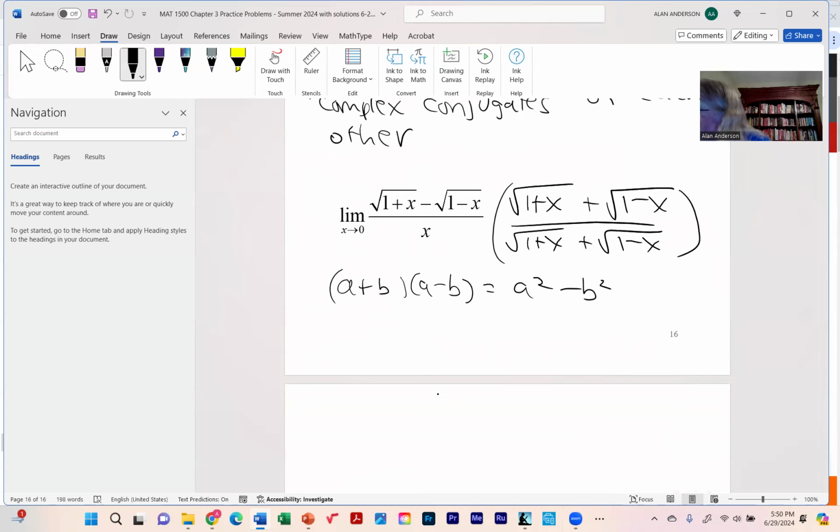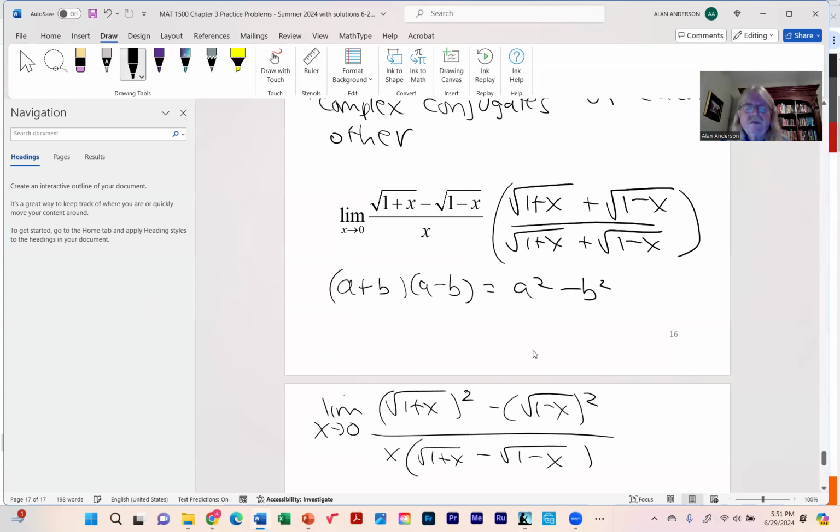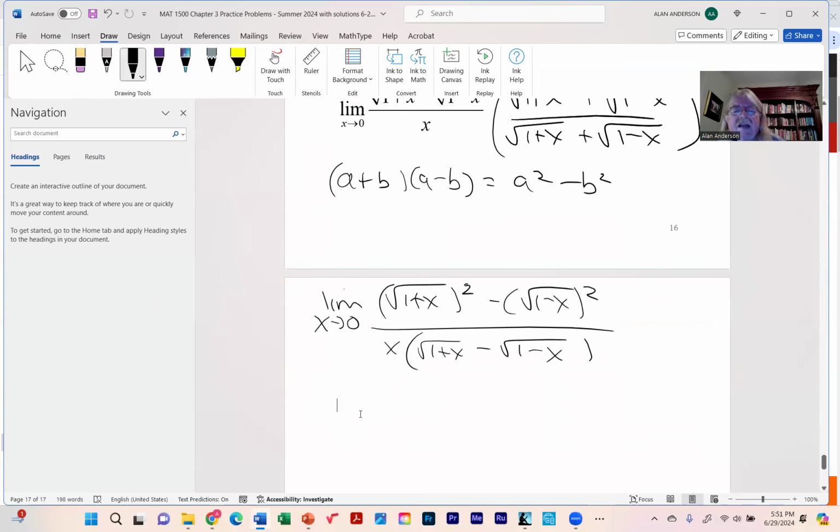Okay, so that means, and you can prove this with FOIL if you want to, you're going to have radical 1 plus x squared minus radical 1 minus x squared. Now in the denominator, of course, we have a mess. That's okay, because now when we substitute zeros throughout, we may just have ourselves an answer.